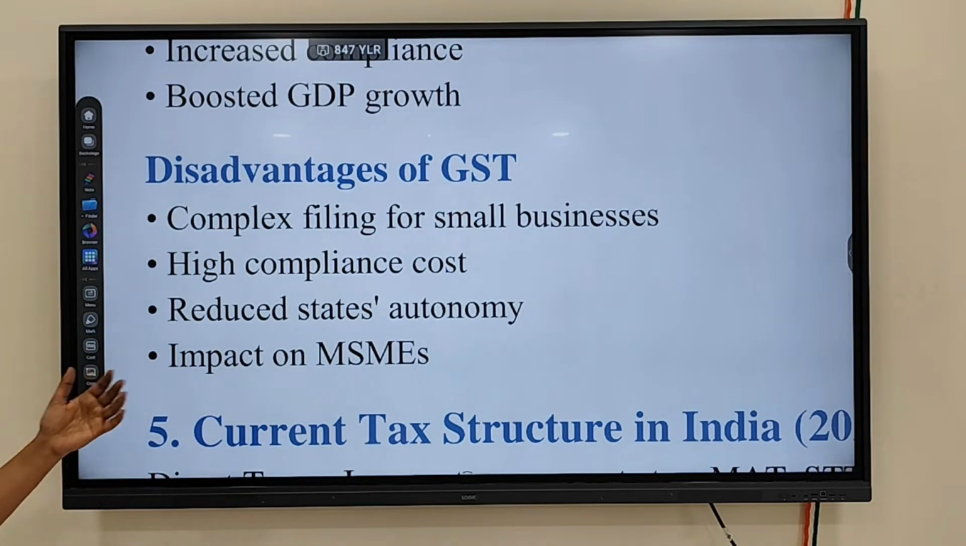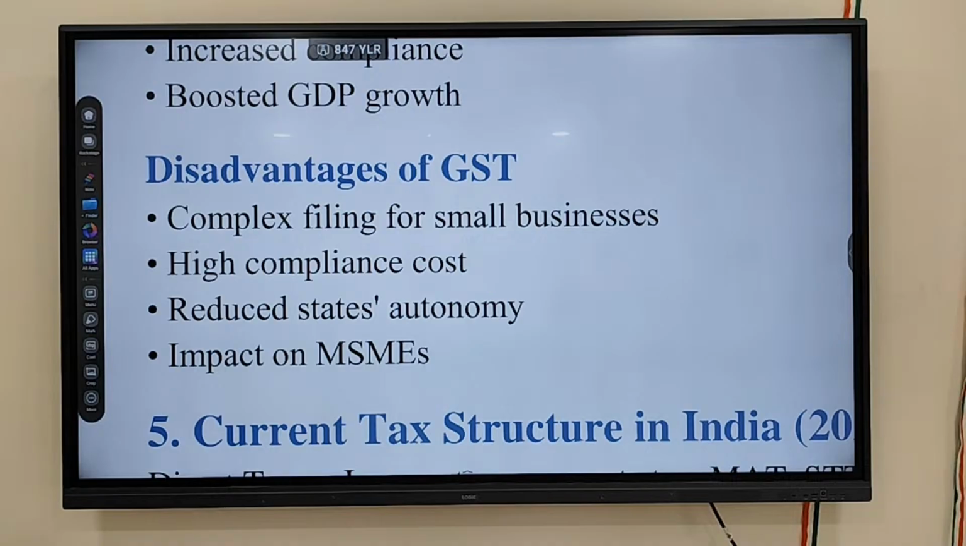Next comes the impact on MSMEs. The micro, small and medium enterprises got affected during the GST in that era. During that time, most of the manufacturers got affected.